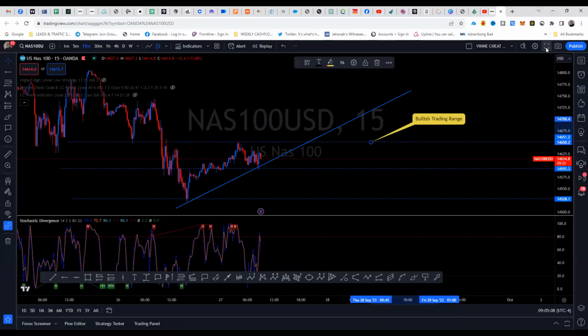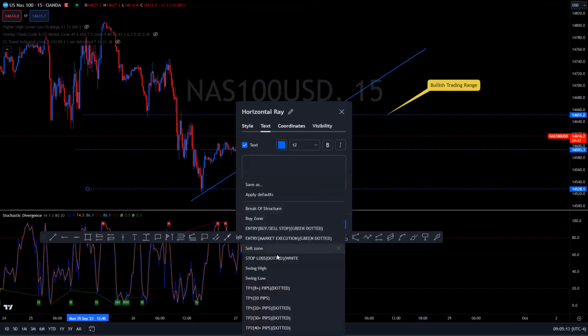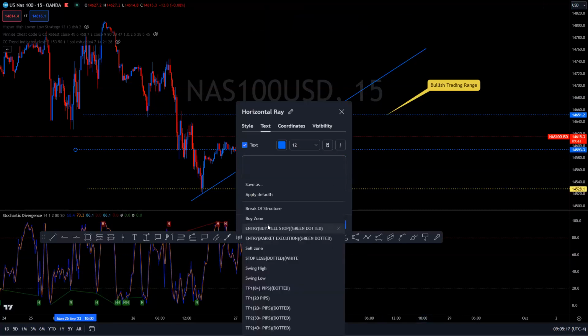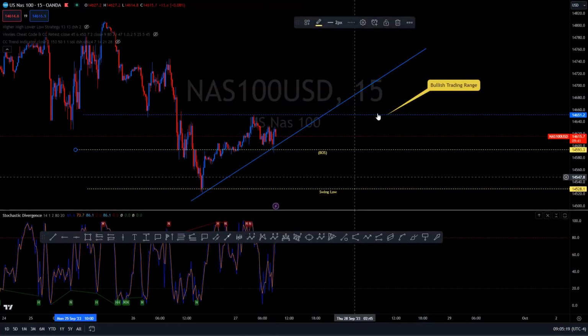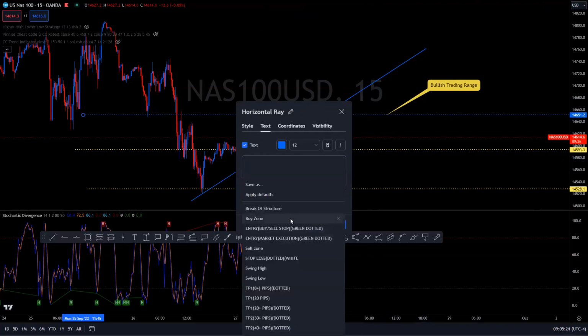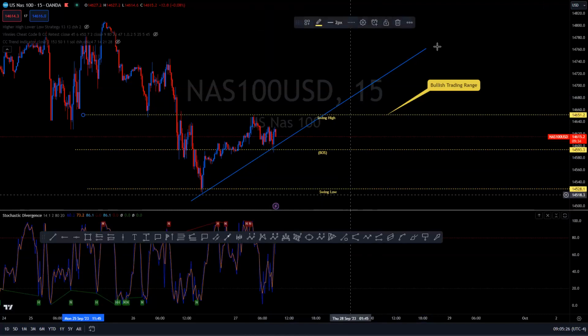So that's what we're going to put. And then we're going to label these. Swing low. Structure. And then this is our swing high.